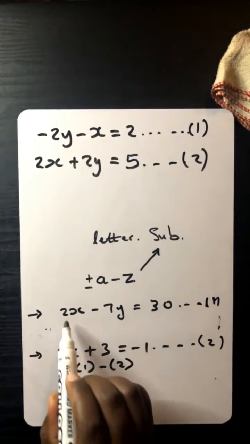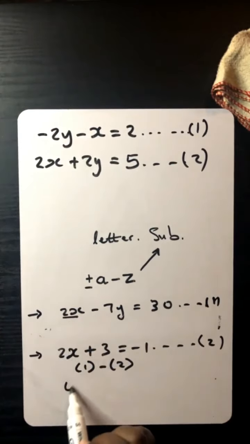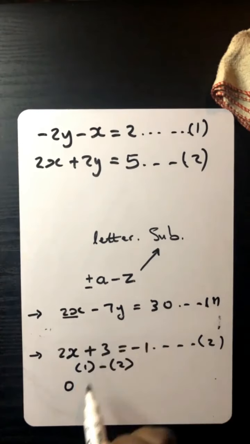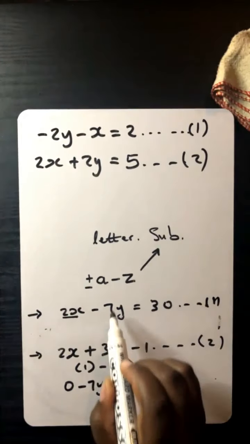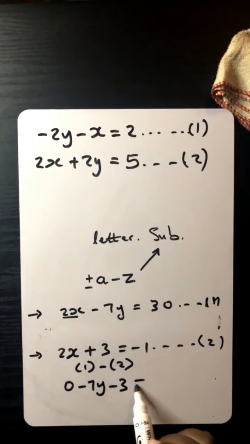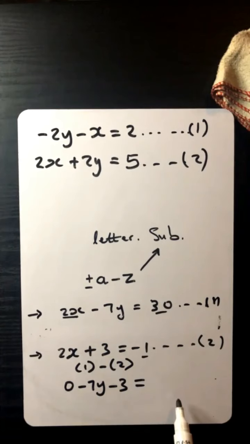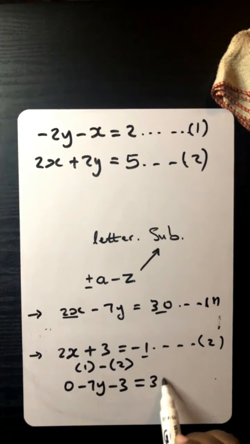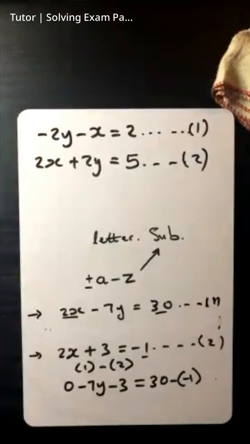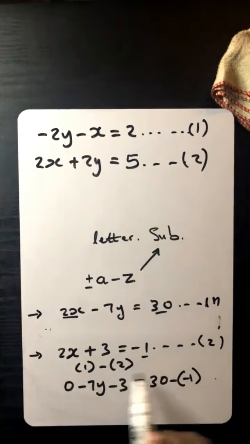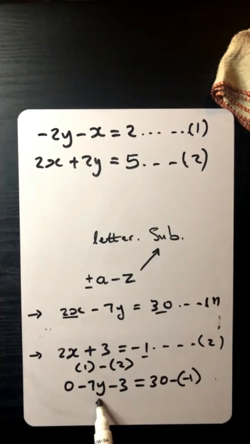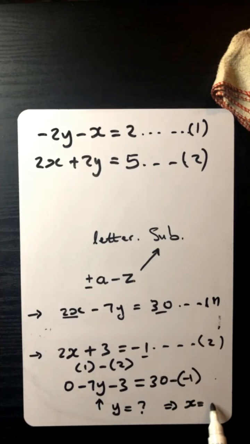So obviously this subtract that is equal to 0. Then you've got negative 7y, and you subtract 3, it's minus 3y, which is equal to 30 minus negative 1. So you can just work out the whole of this to calculate the value of y. Once you know the value of y, you then substitute it into one of these equations in order to find the value of x.